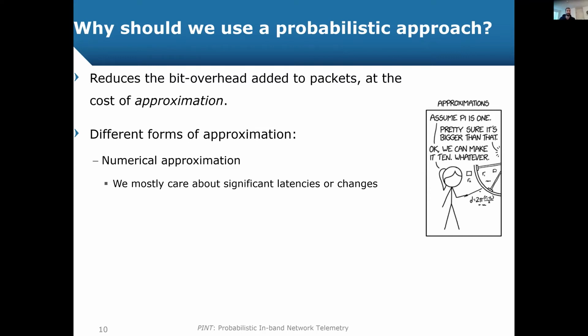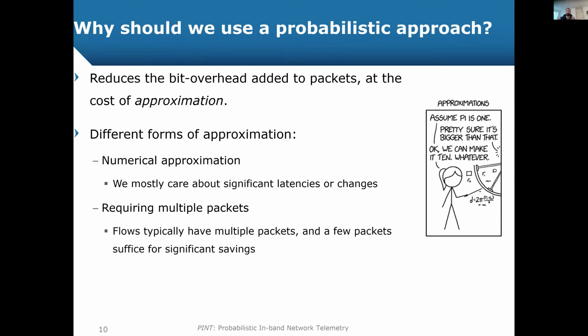Also, in other cases, like if you want to know the path, we may need multiple packets to do so, and not like INT, get it from the very first packet. But this is also usually okay because flows usually have multiple packets, and we don't need that many before we can give you the path. Right, so let me give you a couple of examples of how we use PINT.